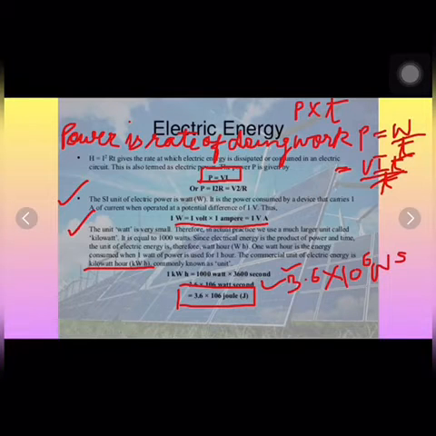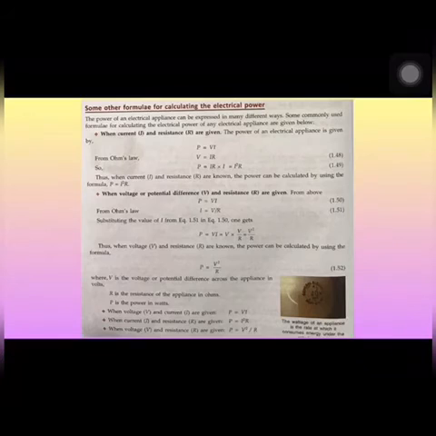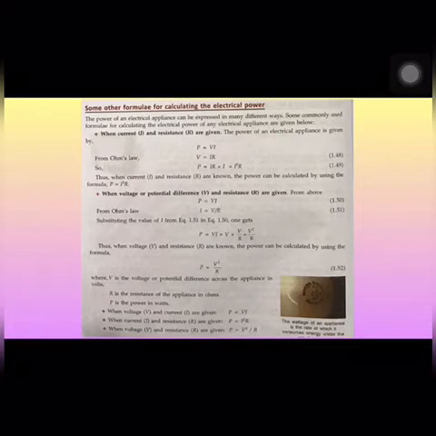So I hope this electric energy and electric power is clear to you. Electric energy is the product of power and time, and power is the rate of doing work, which can be written as P is equal to VI. Now let us see some other formulas for calculating the electric power. So the power of an electrical appliance can be expressed in many different ways. Some commonly used formulae for calculating the electrical power of any electrical appliance are given below. Let us discuss them. First is when current and resistance are given.